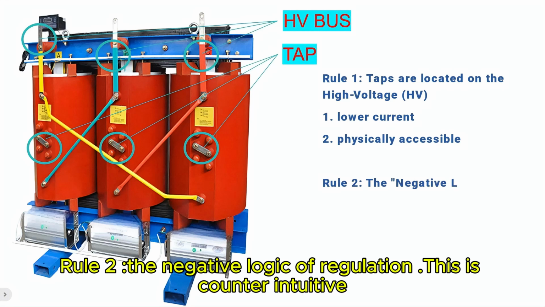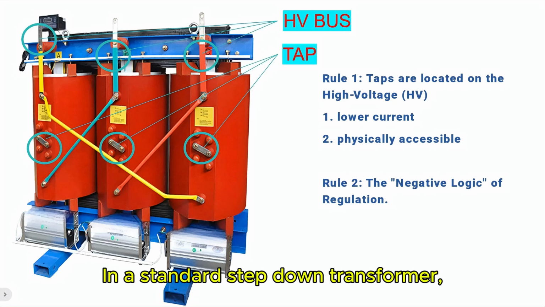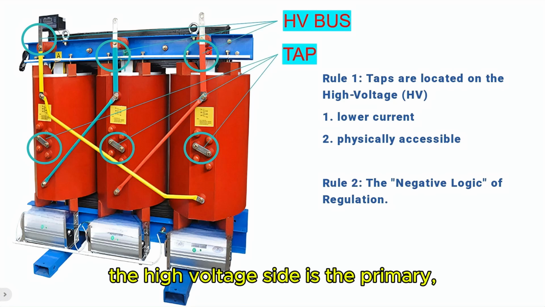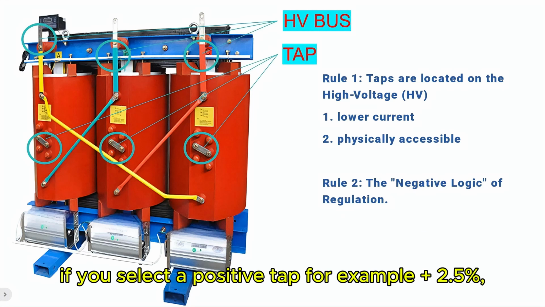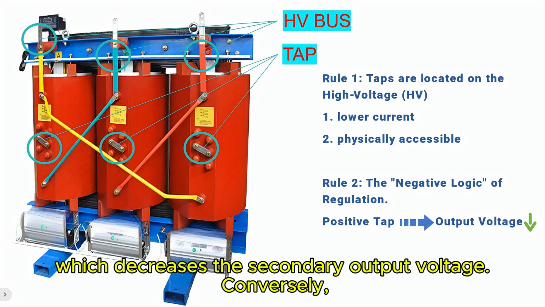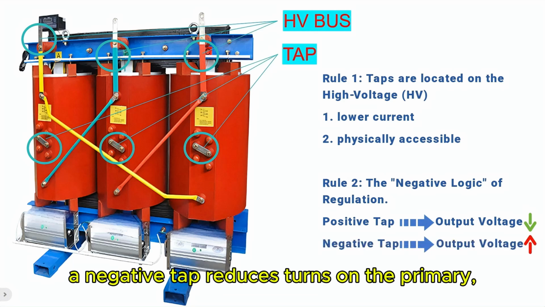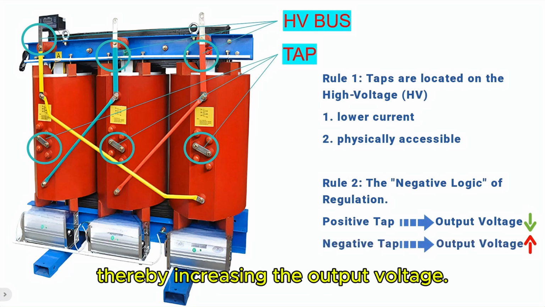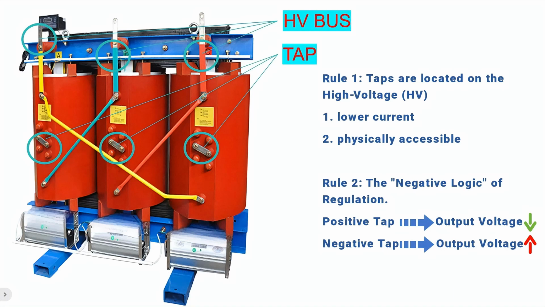Rule 2. The negative logic of regulation. This is counterintuitive. In a standard step-down transformer, the high voltage side is the primary. If you select a positive tap, for example, plus 2.5%, you are adding turns to the primary, which decreases the secondary output voltage. Conversely, a negative tap reduces turns on the primary, thereby increasing the output voltage.